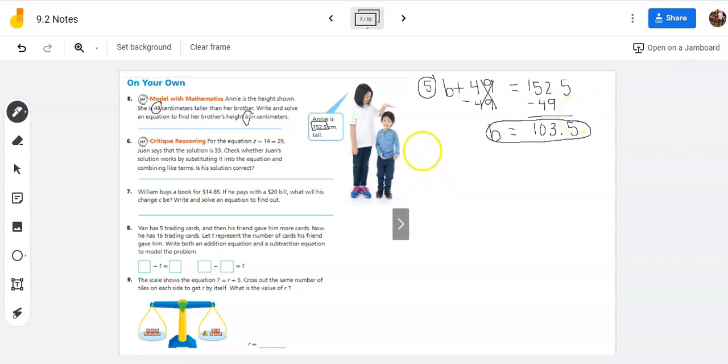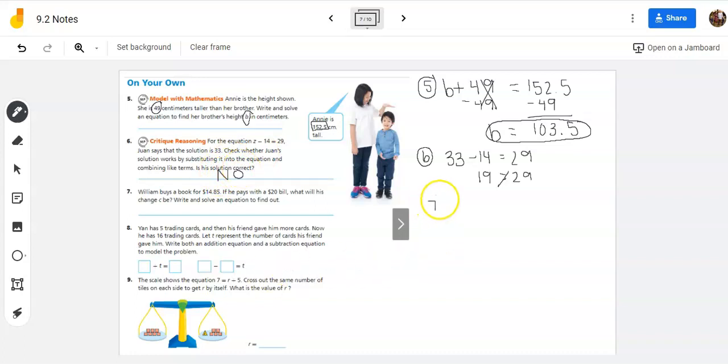Let's look at number 6. For the equation z minus 14 equals 29, Juan says the solution is 33. Check whether Juan's solution works by substituting into the equation and combining like terms. So I am going to put 33 in for z. So I have 33 minus 14 equals 29. 33 minus 14 is 19. Does 19 equal 29? No, it is not equivalent, so no.